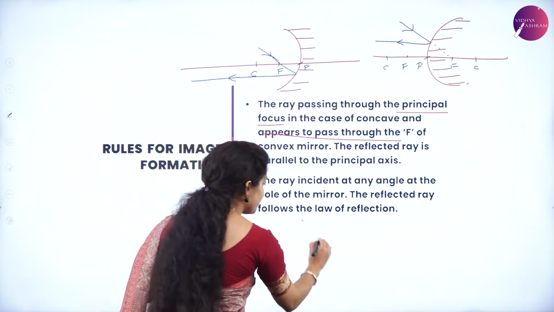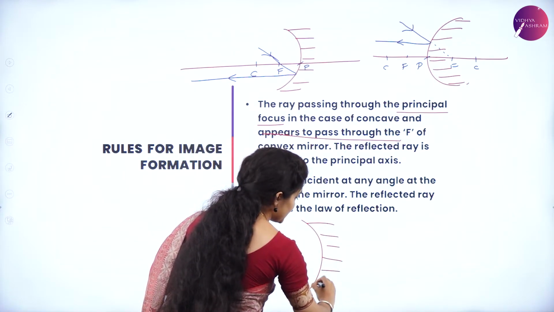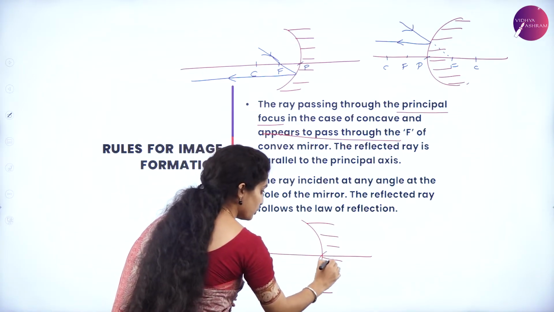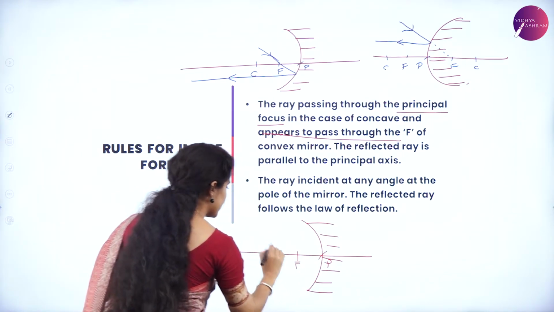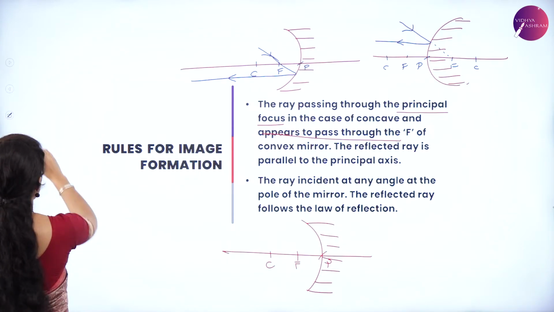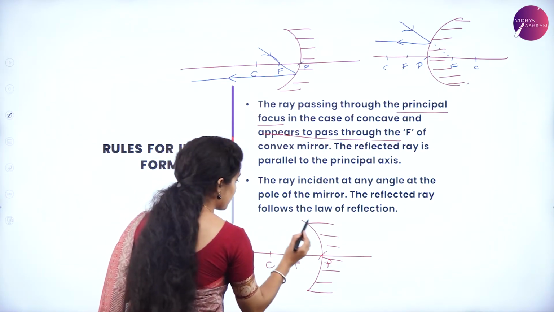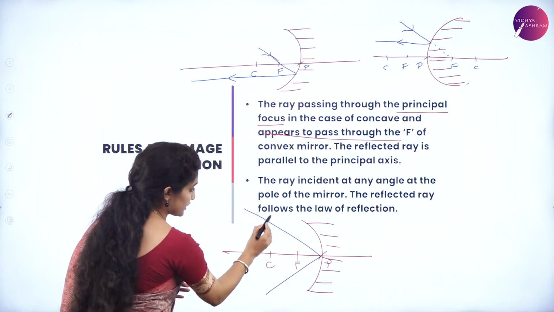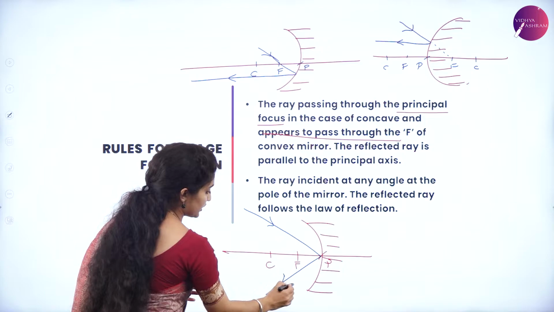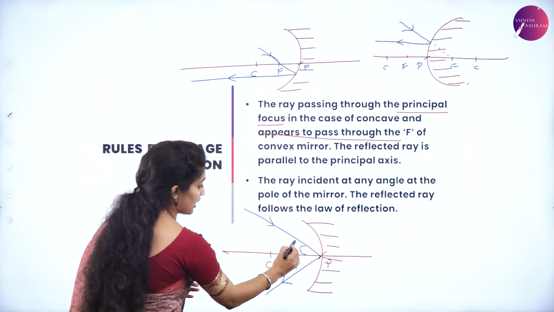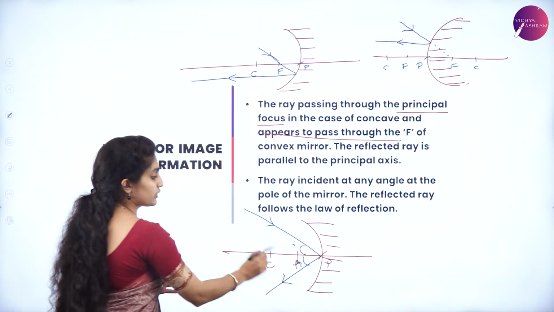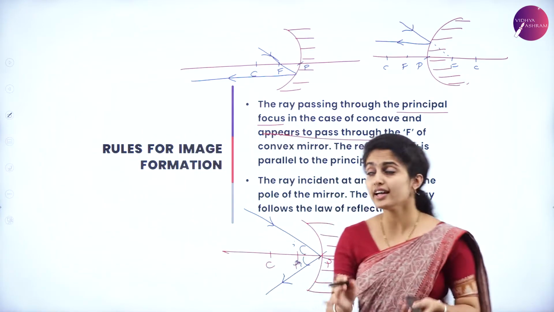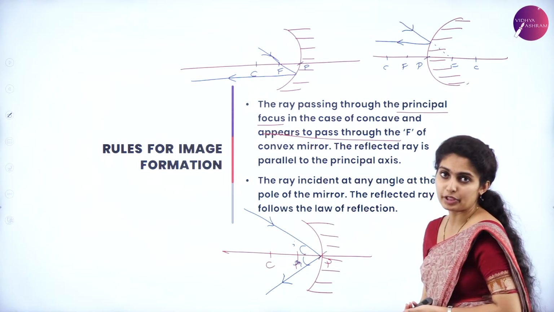So we have, I'll just consider one mirror, and that is the principal axis. Here you have your pole, here it is F, here it is the center of curvature. Suppose there is an incident ray which is incident on the pole, it reflects back. Incident ray, reflected ray. So this is I and this is R. This is the law of reflection concept: angle I is equal to angle R. That is all about your rules for the image formation.